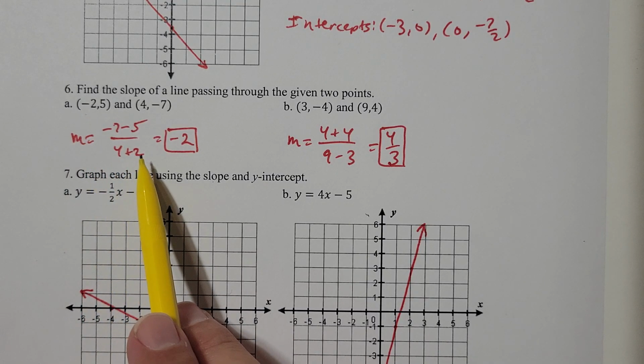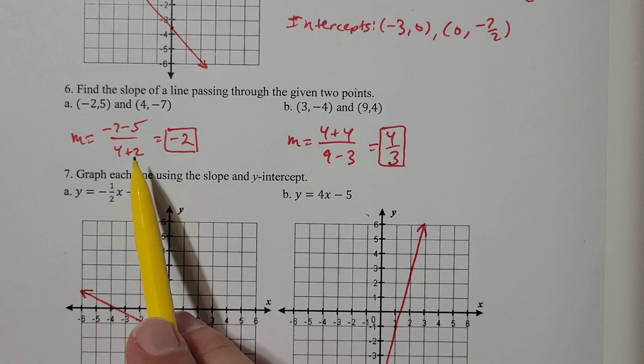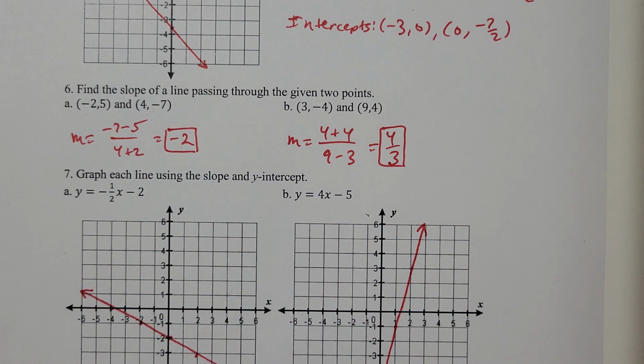4 minus a -2, that's the same as 4 plus 2. So then, when I simplify that, I got -12 divided by 6 is -2. So the slope of this line that would pass through these 2 points is -2. Okay?